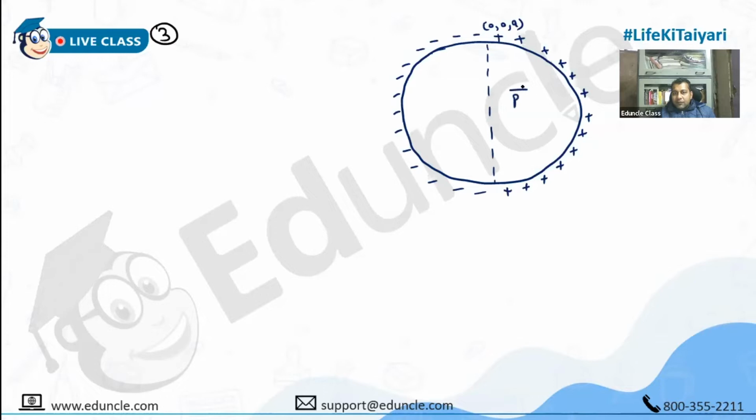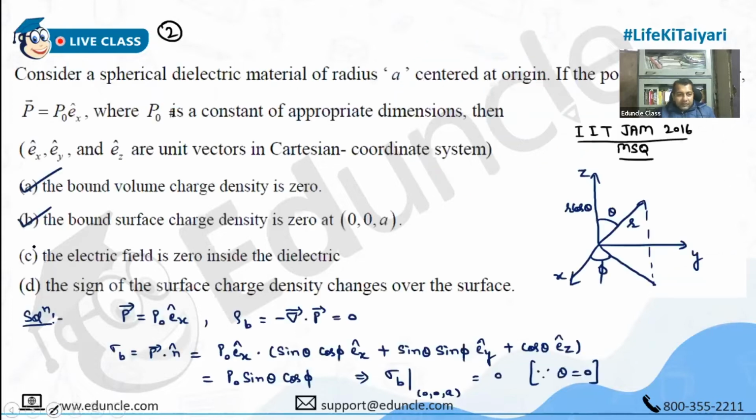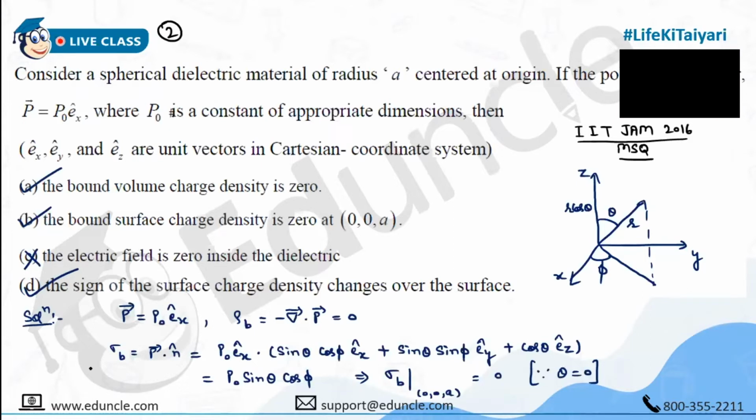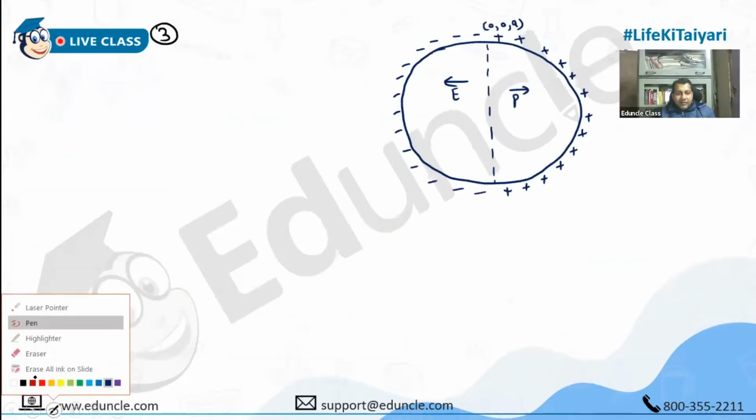So the direction of polarization is towards this, and hence the electric field is towards this. So the electric field is clearly non-zero. So this option is wrong. The sign of the surface charge density changes over the surface. That is also correct. So A, B, D are correct. Please check, everyone.